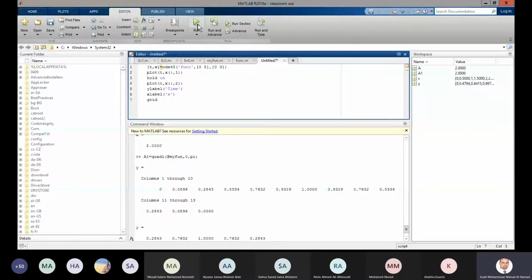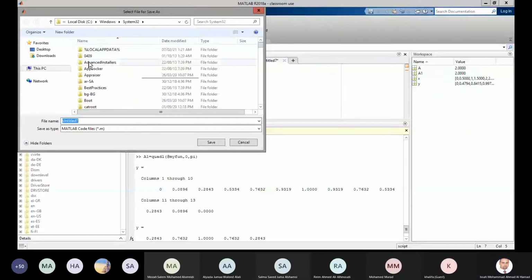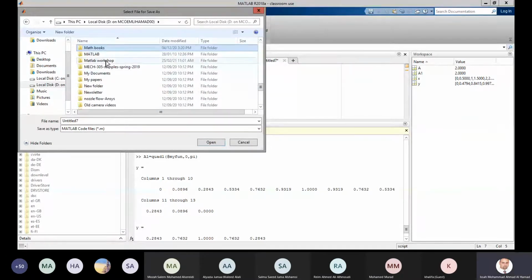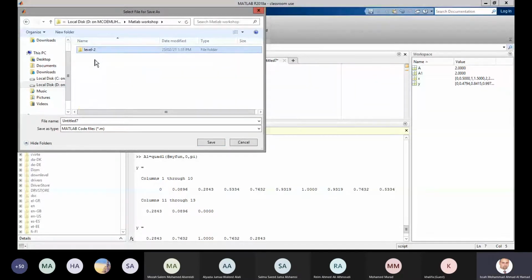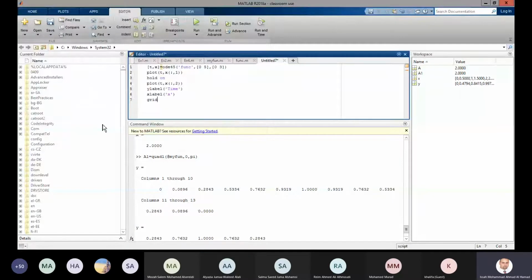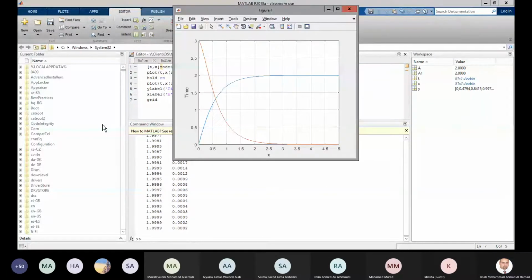Okay, so now let's run this. Store it at the same location. So I have EX5. EX5 is vacant. Okay, so this is the solution. Let me add the legend. I should have added a legend.